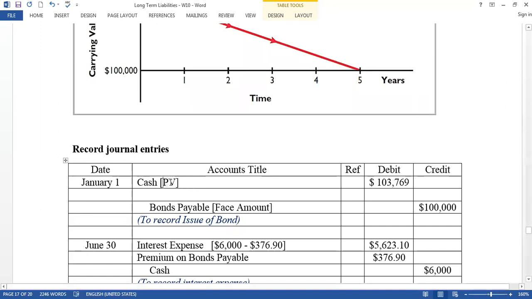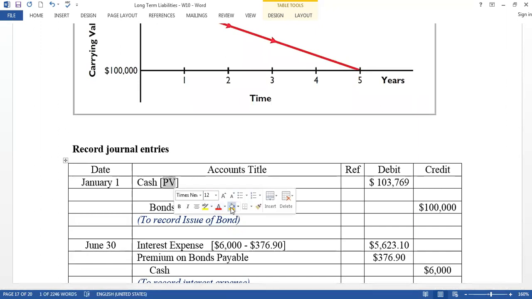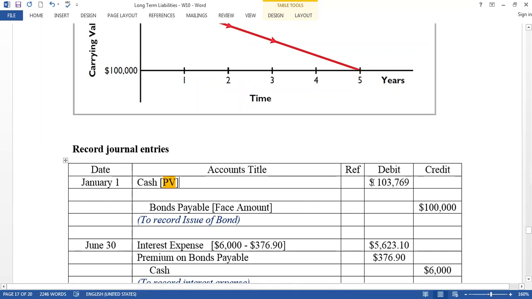We are going to compare these two. So from market we receive cash. We receive cash $103,769. But our liability is lower. We receive more cash, our liability is lower. So debit and credit is not equal. Debit and credit is not equal, so we have to make it equal, right?